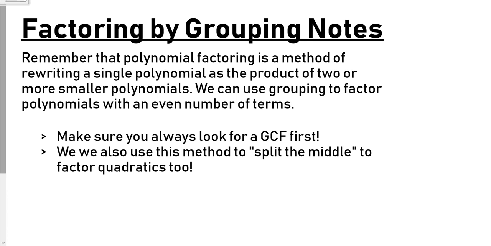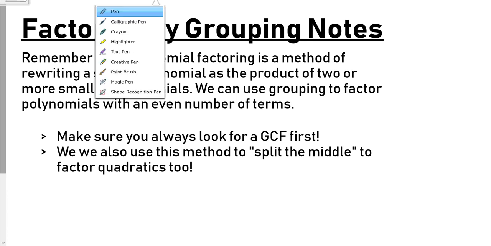We need to remember that factoring polynomials is just a method of rewriting a single polynomial as the product of two or more smaller polynomials. We can use grouping to factor polynomials only with an even number of terms, which is why we start with the cubic ones. Then we'll show you how you can manipulate a trinomial, which has three, or an odd number of terms, to be able to use this factoring by grouping method.